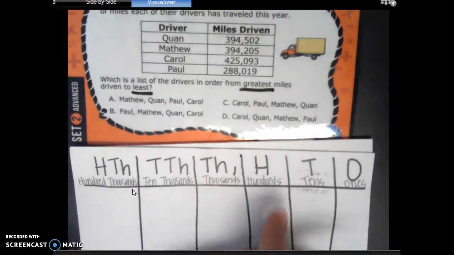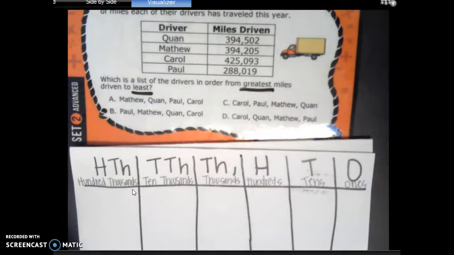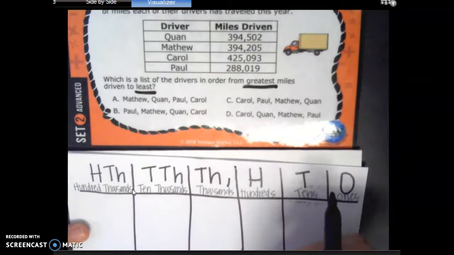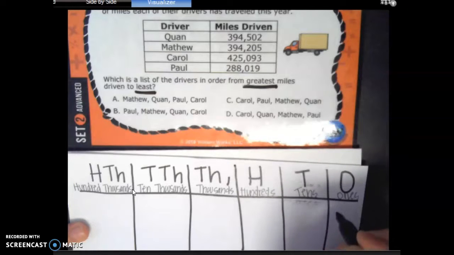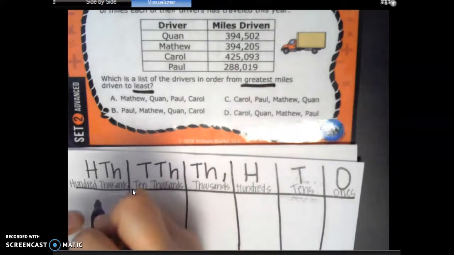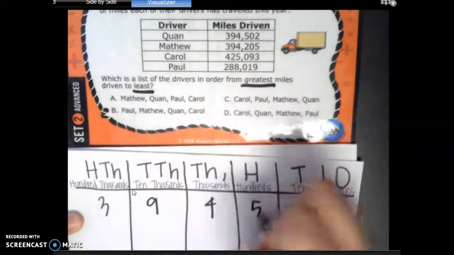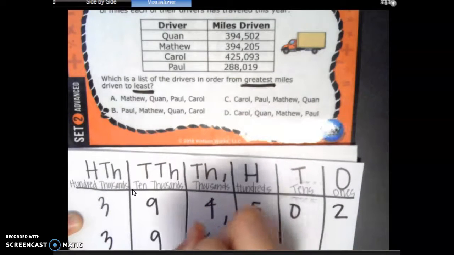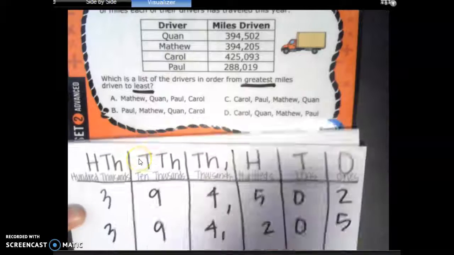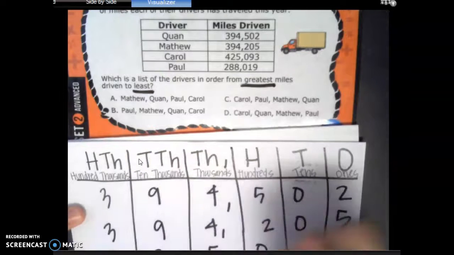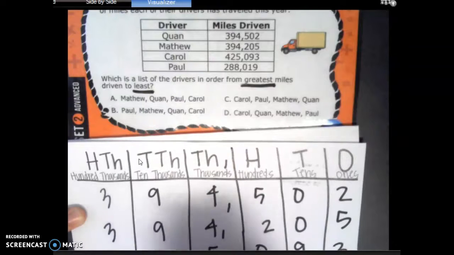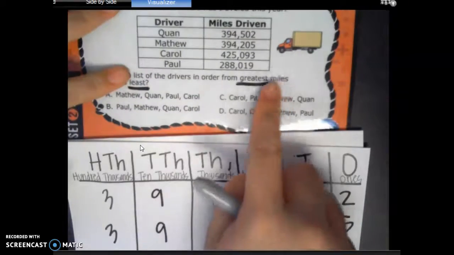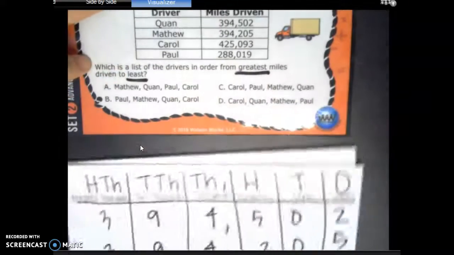So I'm going to plug these numbers into my place value chart because that's really important when we're deciding which number is greater or less than. So I'm going to plug this first number in. And if you're worried you're going to get the numbers wrong, start plugging in the number from the ones place value. 425,093, 288,019. All right. And remember, we're looking for the greatest to least.